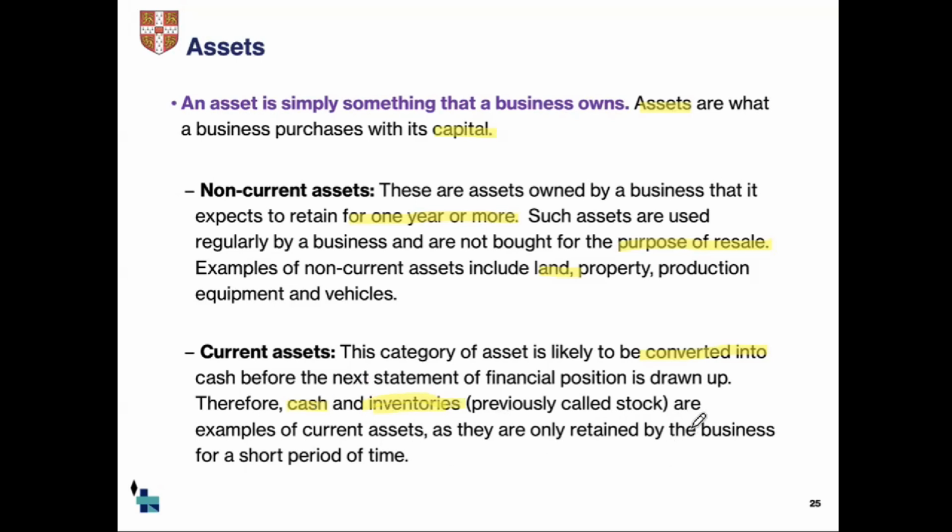It says cash and inventory, which was previously called stock, are examples of current assets as they are only retained by the business for a short period of time. So these are the assets of a business.